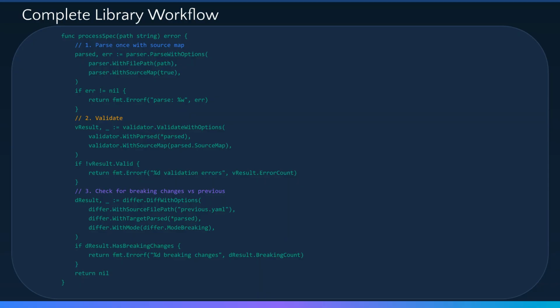Complete library workflow. Here's a realistic example that combines multiple packages in a single workflow. We parse the spec once with source maps enabled, validate it, and check for breaking changes against the previous version. The parsed result is reused across validation and diffing. Errors are properly wrapped with context. This pattern is the foundation for any tool you'd build with oastools. Parse once, then apply whatever operations your workflow needs.